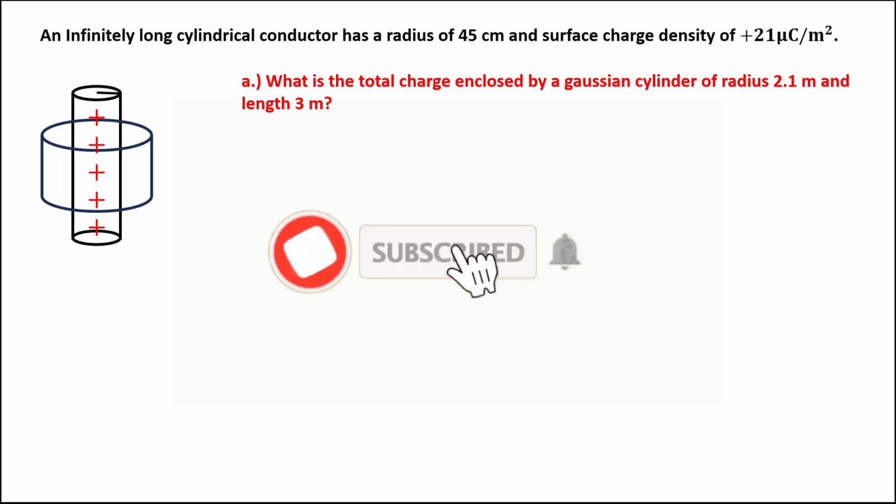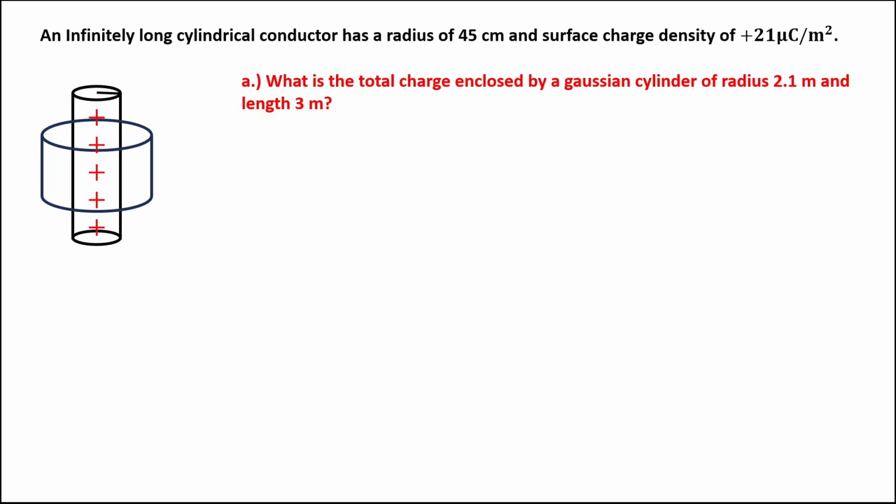So let's solve this problem. An infinitely long cylindrical conductor has a radius of 45 centimeters and surface charge density of 25 microcoulomb per meter squared. Then find the total charge enclosed by the Gaussian cylinder, and this is the Gaussian cylinder with radius 2.1 meters, and the length is 3 meters.